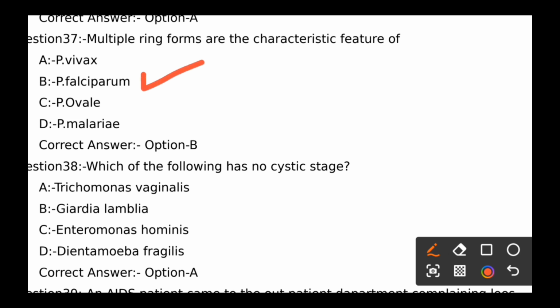Next question. Which of the following has no cystic stage? Option A Trichomonas vaginalis, option B Giardia lamblia, option C Enteromonas hominis, option D Dientamoeba fragilis. The right answer is option A Trichomonas vaginalis. Trichomonas vaginalis has no cystic stage in its life cycle.